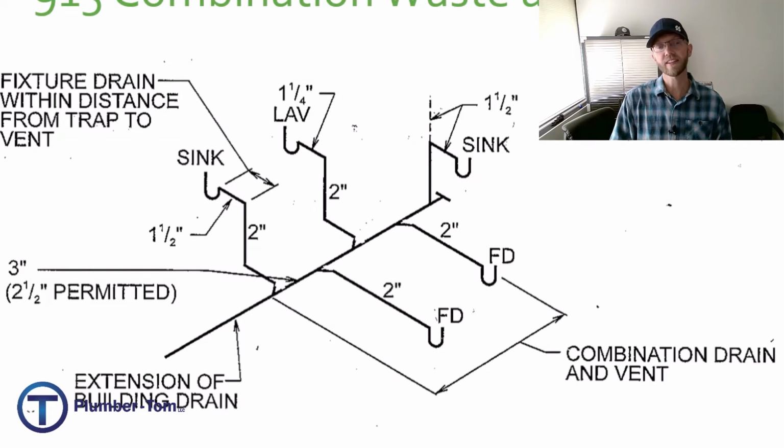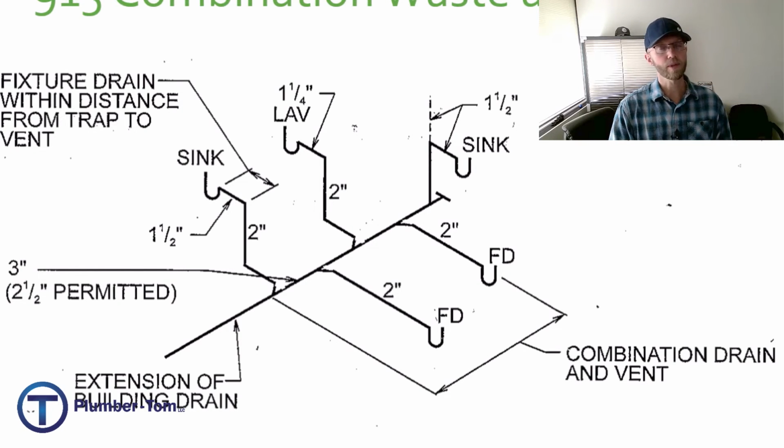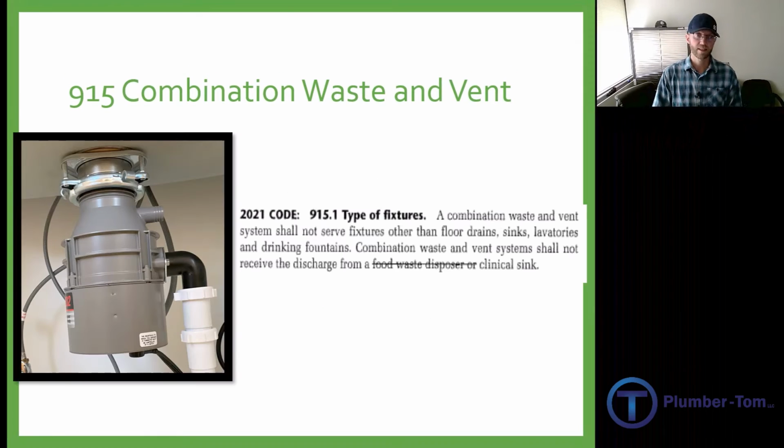Now we do see a vent coming off of the sink at the end, but remember we have a requirement on vents that anytime we have a building drain, at least one vent has to go all the way out the roof. That's what they're accomplishing here, because you can see there's the building drain, and we've got to have something that goes up.